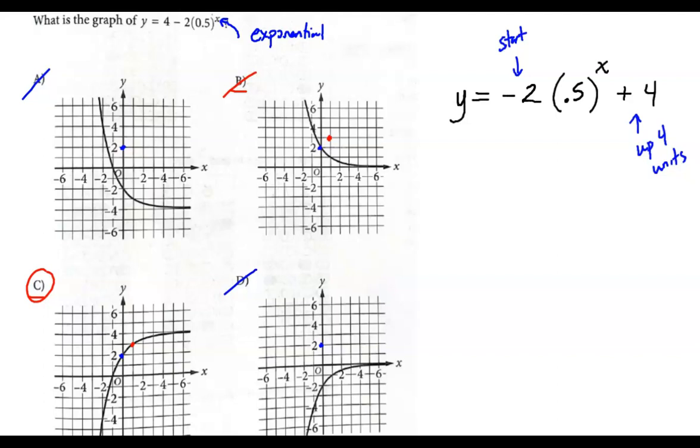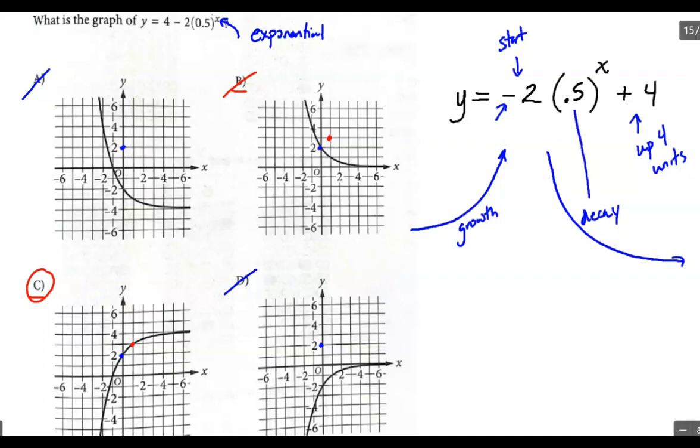And this negative is going to tell me whether I reflected or not. Typically, when you have exponential growth, it starts slow and grows fast. So this is exponential growth. And exponential decay comes down like that. So this is exponential decay. How you know whether it's growth or decay is inside these parentheses here. It's decay if the base is less than 1, and it's growth if it's more than 1.